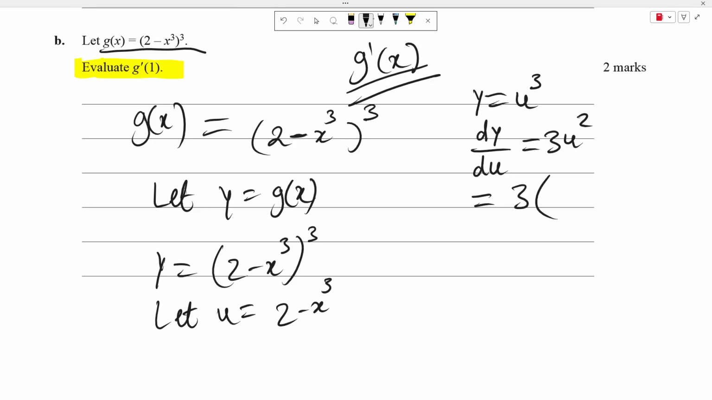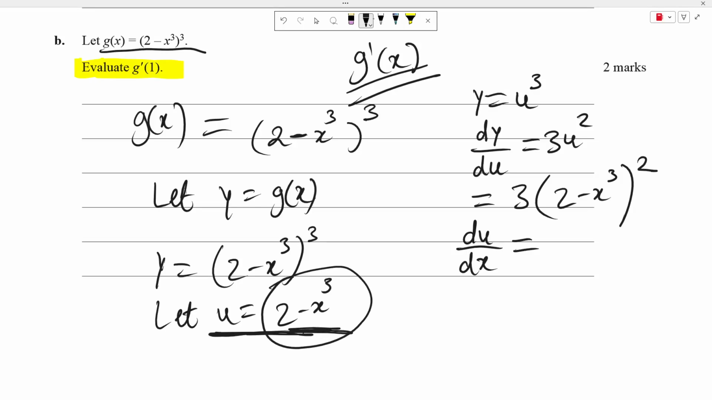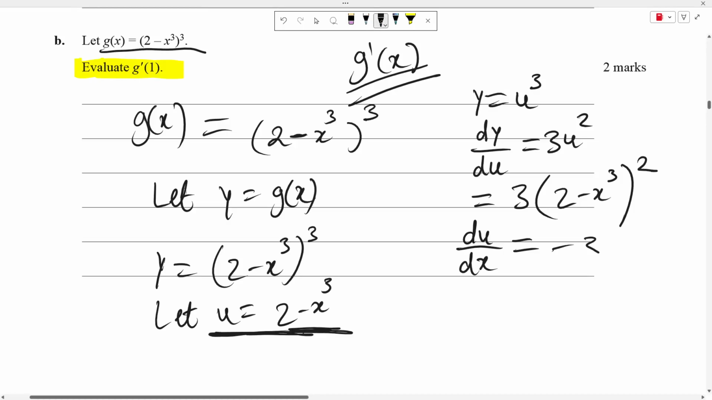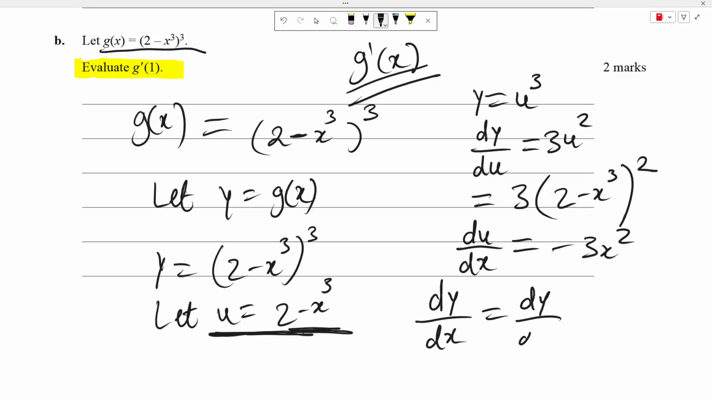And we can write that as 3 multiplied by 2 minus x cubed whole squared, because remembering what u is equal to. It's this. Next thing, I'm going to find du dx. Now, from the way that we define u, du dx is really just the derivative of this with respect to x. And that's just going to be minus 3x squared. Now to find dy dx, it's going to be dy du multiplied by du dx. Because the du's here would cancel out, and you would get left with dy dx.